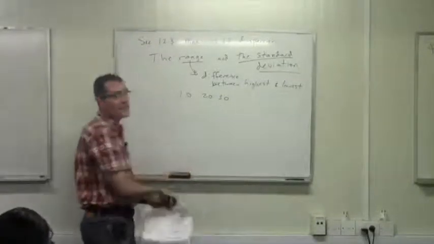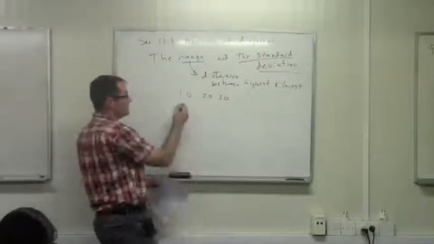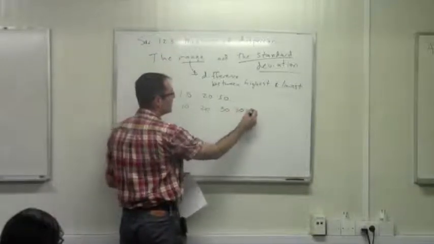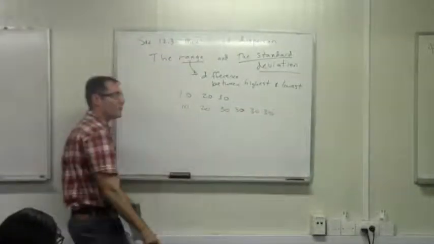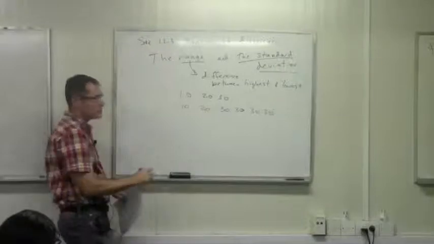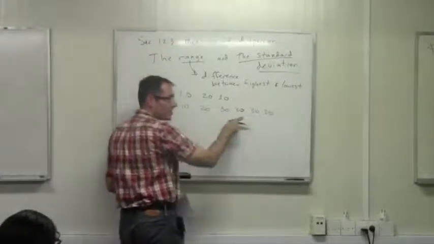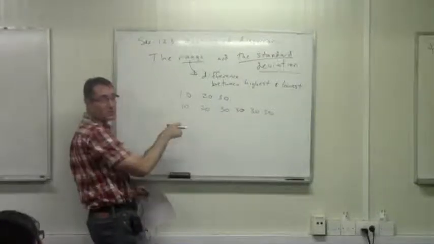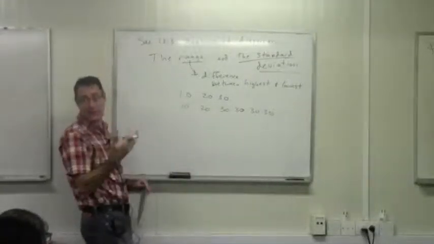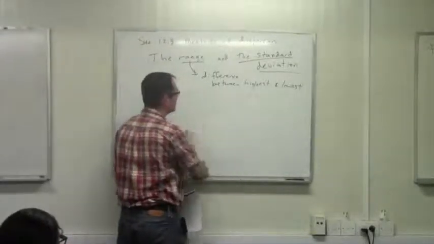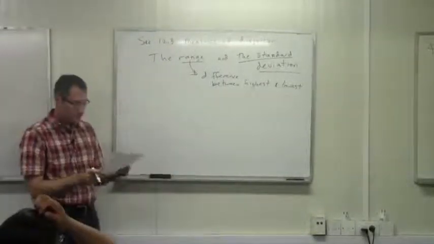That doesn't mean the range tells you that much about these things. 10, 20, 30, 30, 30, 30. What's the range of those ones? 30 minus 10 is 20, and the same for this one. But lots more values, and the average of this one's much higher, right? So range tells you something. It doesn't tell you that much. It just tells you the difference between the lowest and the highest. All right. That's the range.